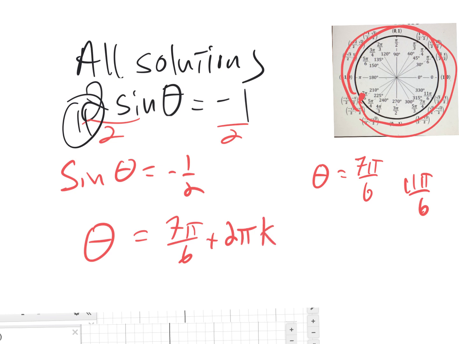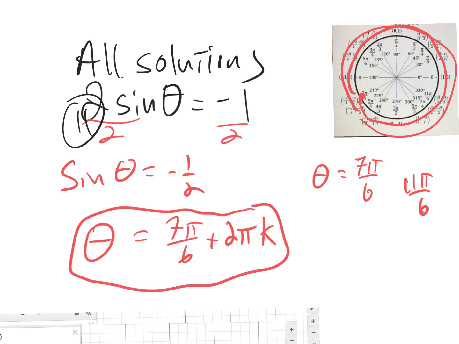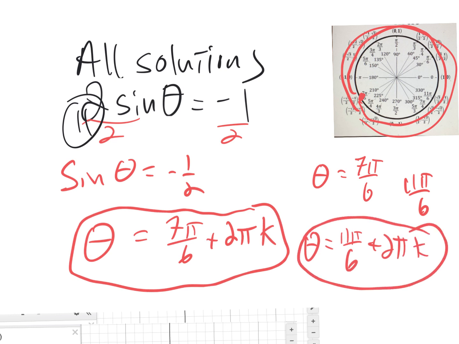So the way we deal with this is just put a k or an n or something there. That tells your readers that, okay, I know the first positive solution is 7 pi over 6, and then I'm going to go all the way around the circle however many times I need to get all the answers. And then the same thing can happen when theta equals 11 pi over 6. We're just going to add the period, because this is a 2 pi period, and then k. So that's what we're looking for when we say all solutions.